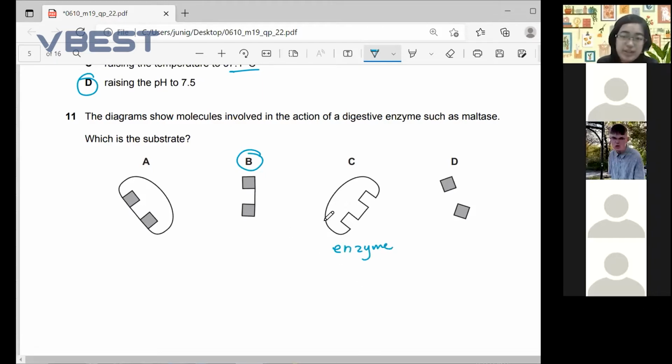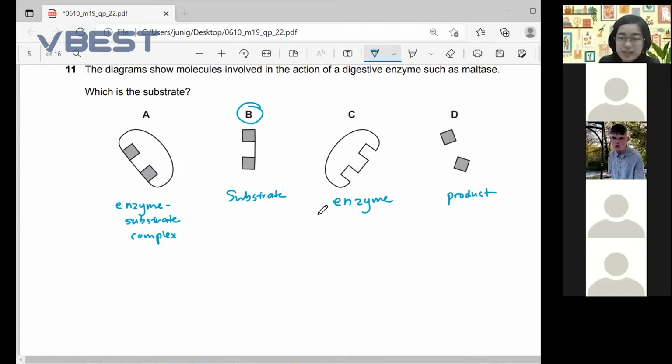Enzyme plus substrate, you'll get an enzyme substrate complex, right? So what is D? D would be the product. So it's usually enzyme plus substrate, you form an enzyme substrate complex, and then you form product plus enzyme. And then the enzyme can be reused.